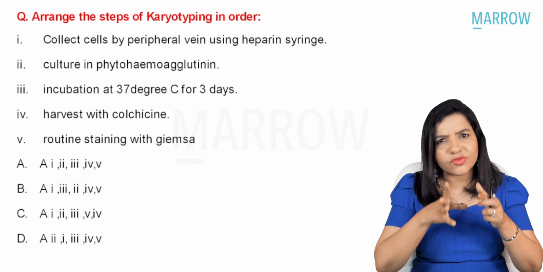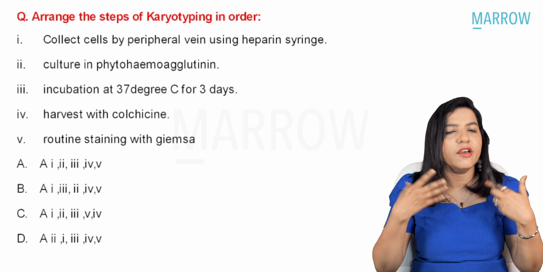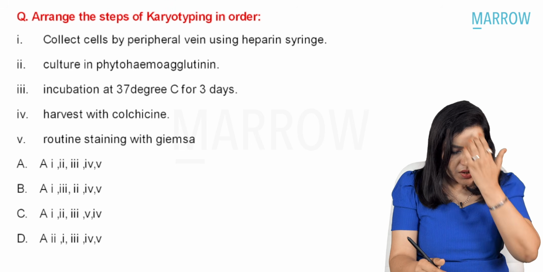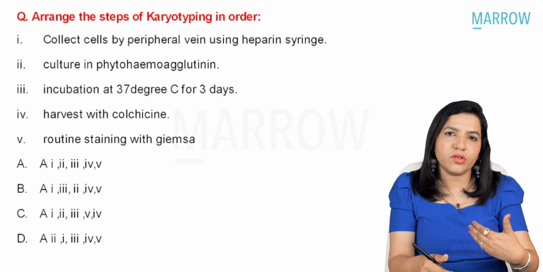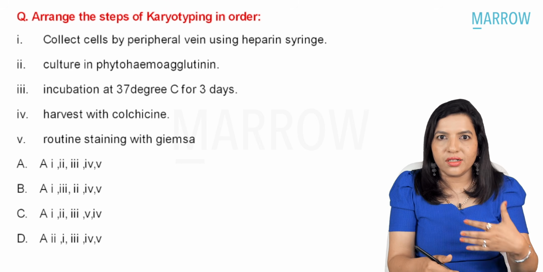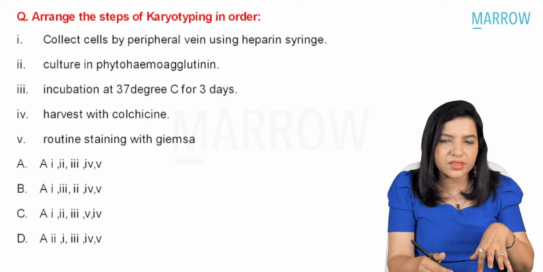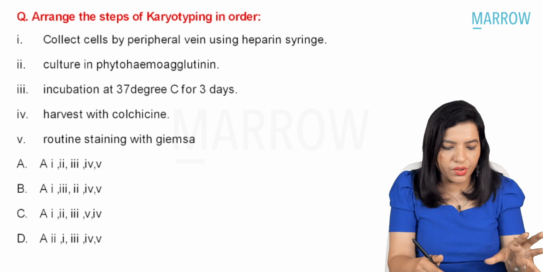By common sense itself, we know that these are the steps. So just arrange it, collect the cells. Actually in this question, it's already given in the correct order. I don't know in what order it was asked in the exam, but the order that I've given is the correct order itself.